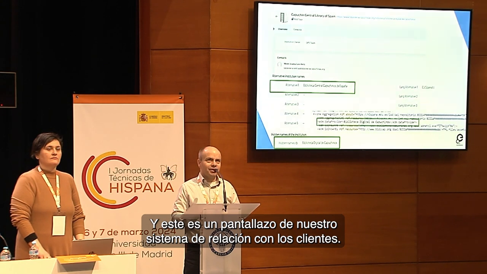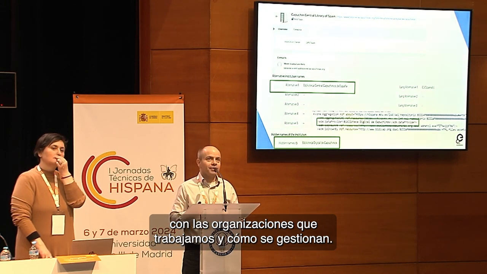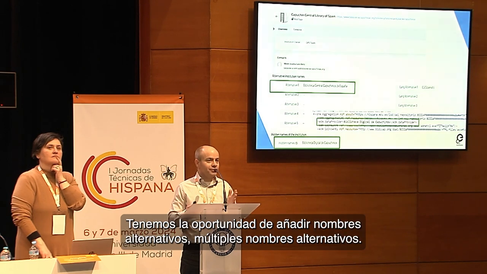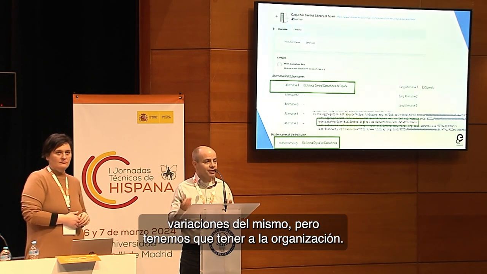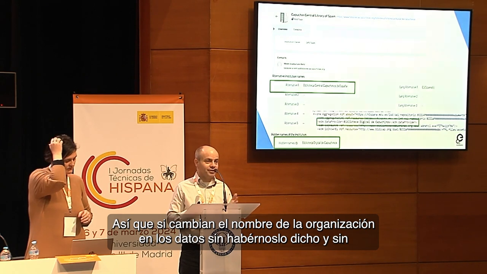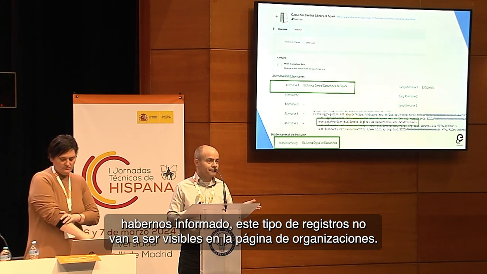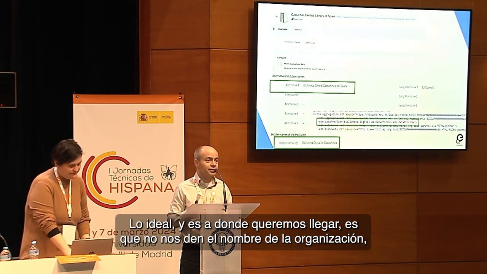And this is a screenshot from our customer relation management system. That's where all the organization information is stored and managed. And what is not in there will not work for us. So every organization name has to be in there. We have a chance to also add alternative names, so multiple alternative names, if organization names are changing or if you use variations of this, but we have to have that organization. If you change the name of your organization in the data without informing us, those records will not be visible on the organization page for your organization. This is very crucial for us.